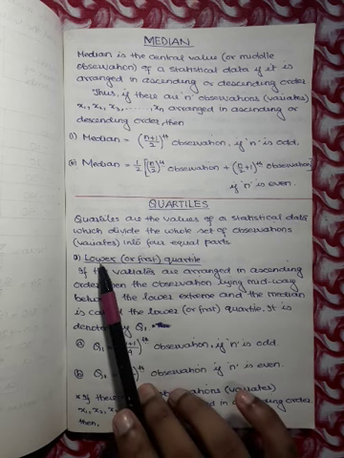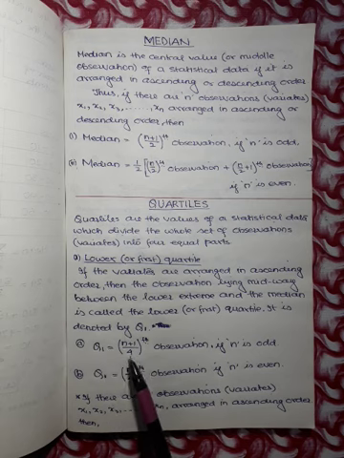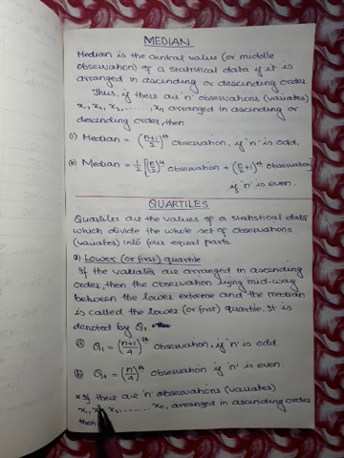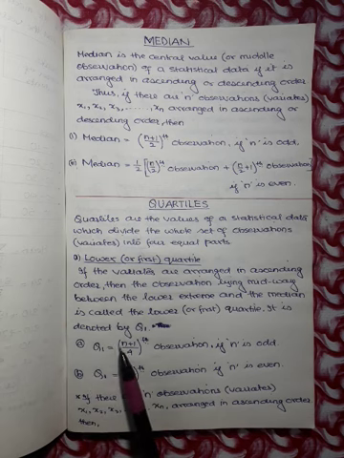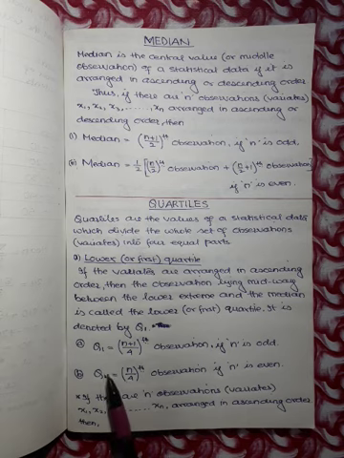To find the value of the lower quartile, we can use this formula: Q1 is equal to (n plus 1) divided by 4th observation if n is odd. Here you can see, if n observations or variates x1, x2, x3 up to xn are arranged in ascending order, then the lower quartile Q1 is equal to (n plus 1) divided by 4th observation if n is odd. If these variates are even in number, then the lower quartile Q1 is equal to n by 4th observation if n is even.